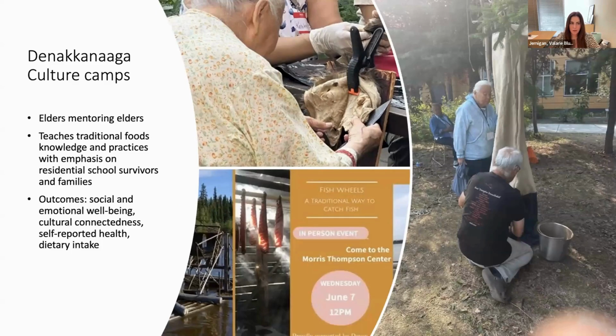And finally, the Denakanaga Culture Camps. This is really a camp that is hosted once a year, but it's now expanding to be multiple times a year. It's elders mentoring elders. It teaches traditional foods, knowledge, and practices. And it really emphasizes the relationship to food practices and healing and wellness with residential school survivors and families. And the outcomes are social and emotional well-being, cultural connectedness, self-reported health, and dietary intake.